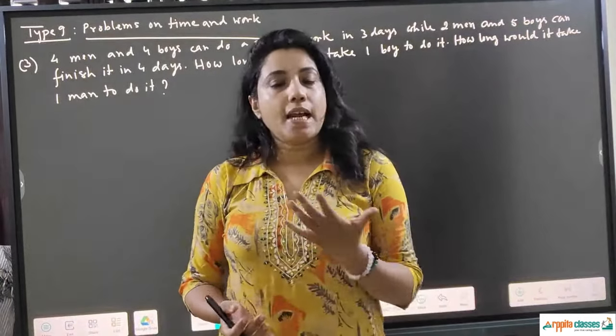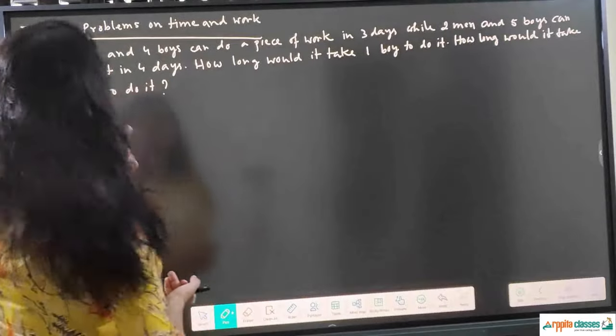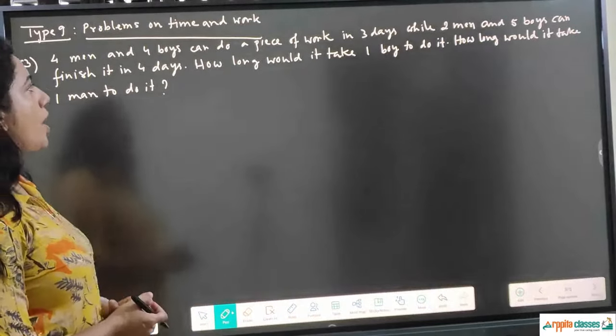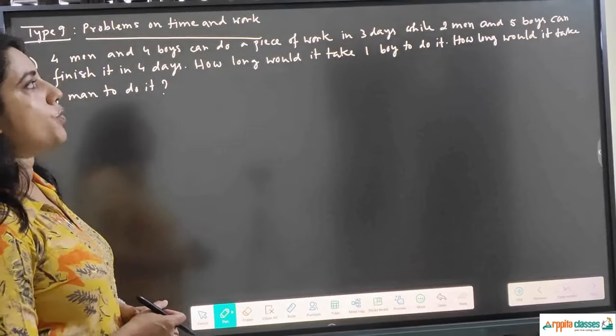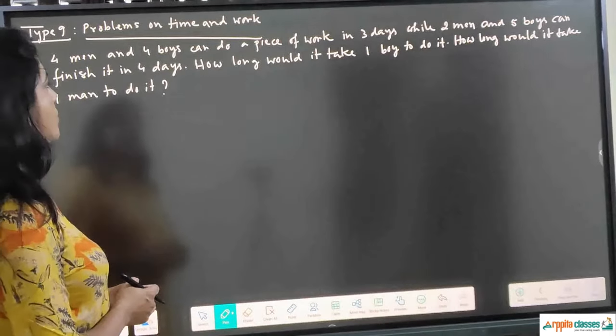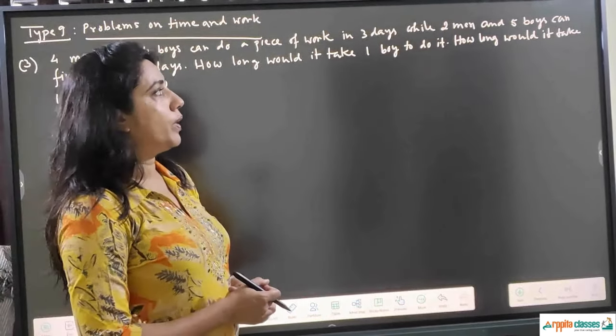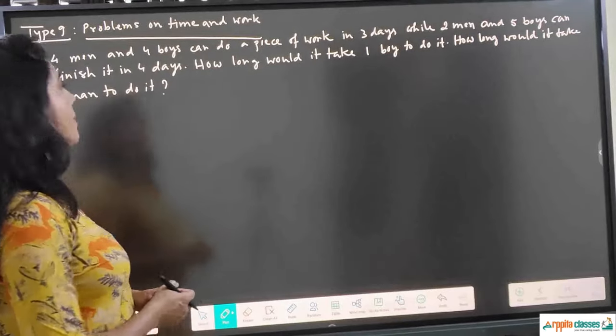Okay, so let us start with the next type, and our next type is the problems based on time and work. So 4 men and 4 boys can do a piece of work in 3 days, while 2 men and 5 boys can finish it in 4 days. How long would it take one boy to do it? How long would it take one man to do it?